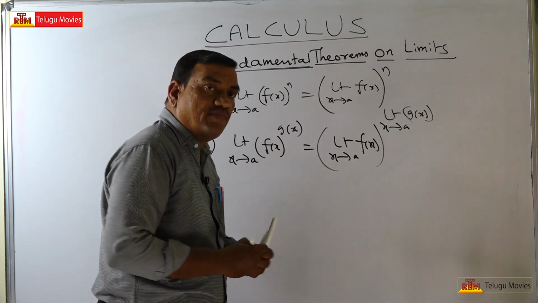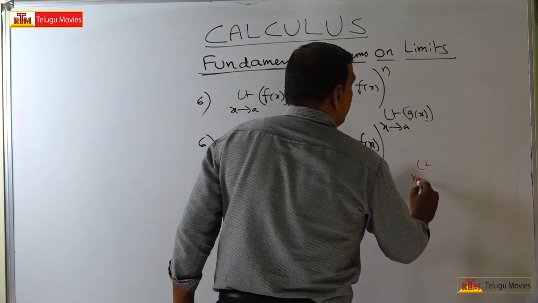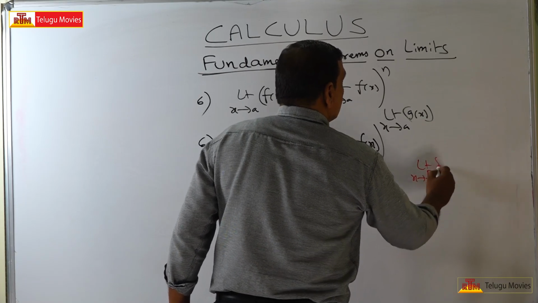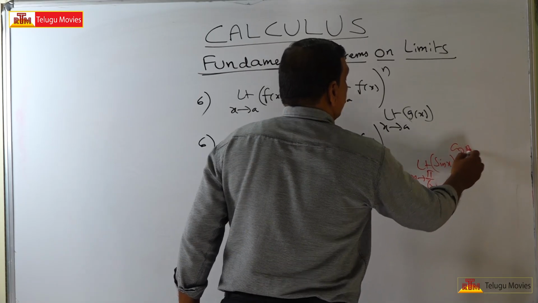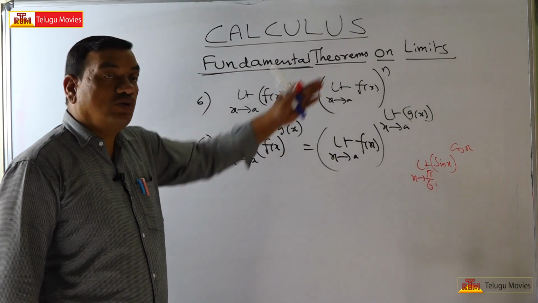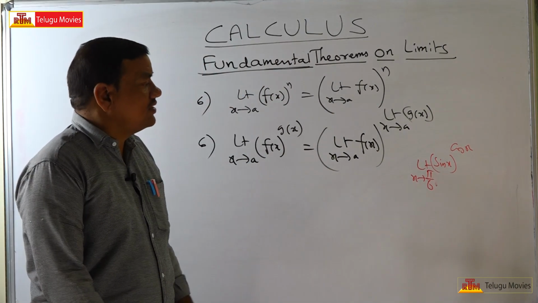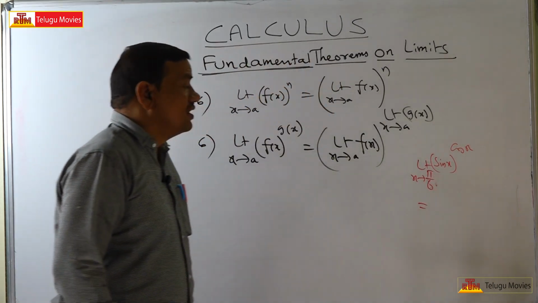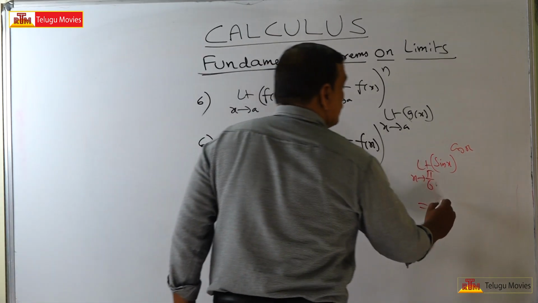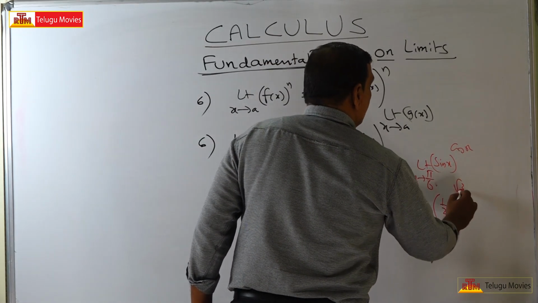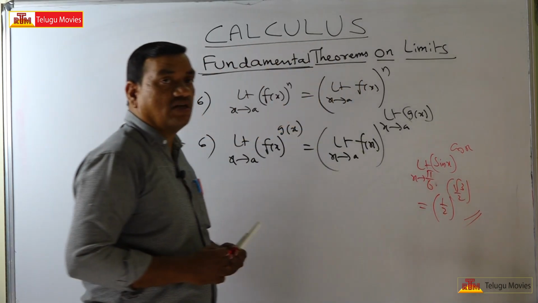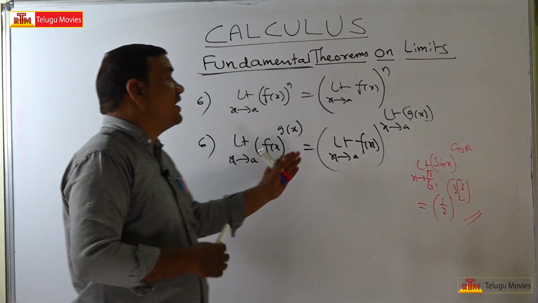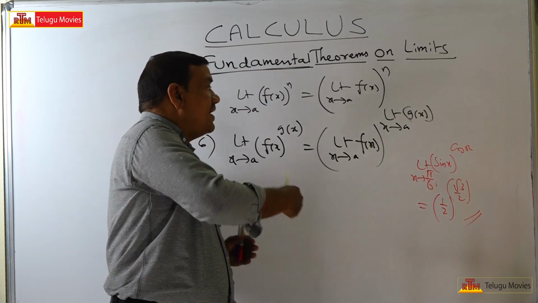For example, if you come across some limit as x tends to pi by 6 of sin x to the power of cos x, what is the value of that? You can apply the limit for both base and power. x tends to pi by 6, that means 30 degrees. Sin 30 is equal to 1 by 2, cos 30 is equal to root 3 by 2. So this is your answer: 1 by 2 to the power of root 3 by 2. Understand this? Okay, like that you can apply the limit for both base and power.